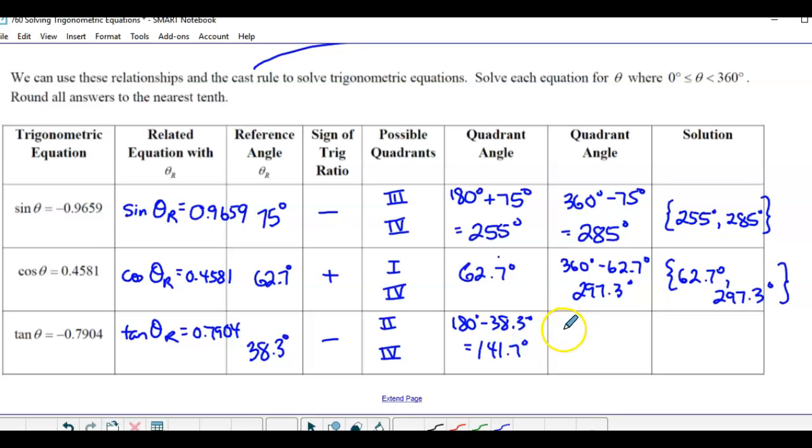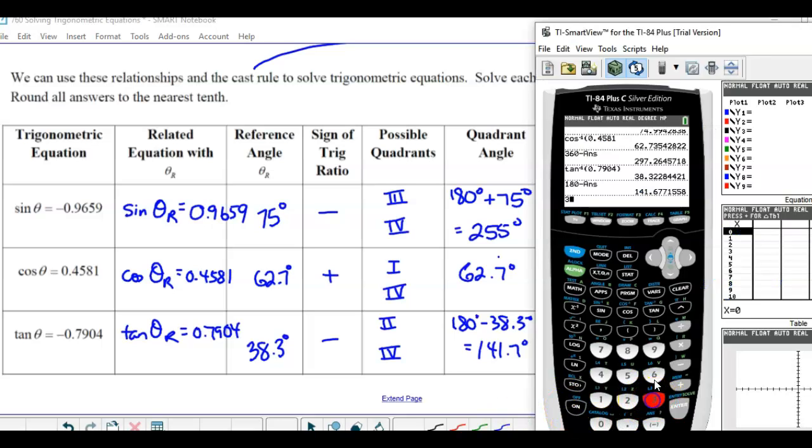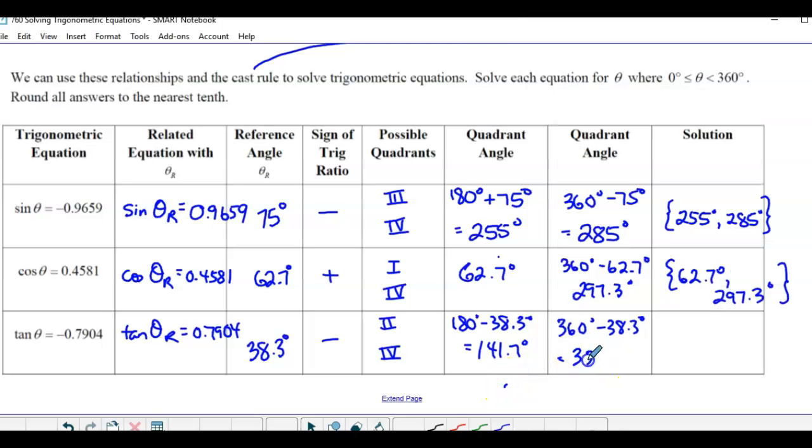And then in the fourth quadrant, it'll be 360 minus 38.3. So that's going to be 360 minus 38.3 is 321.7. So those are your solutions.